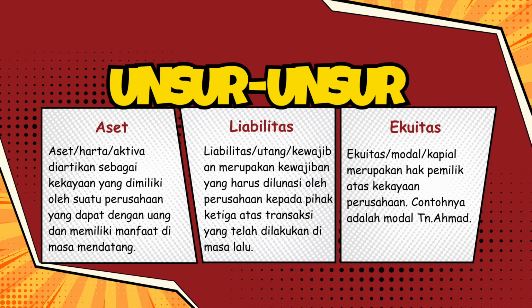Now, let's talk about the elements. Assets are resources owned by the company that provide future benefits. Liabilities are obligations that the company must pay to other parties. Equity is the owner's right to the company assets.